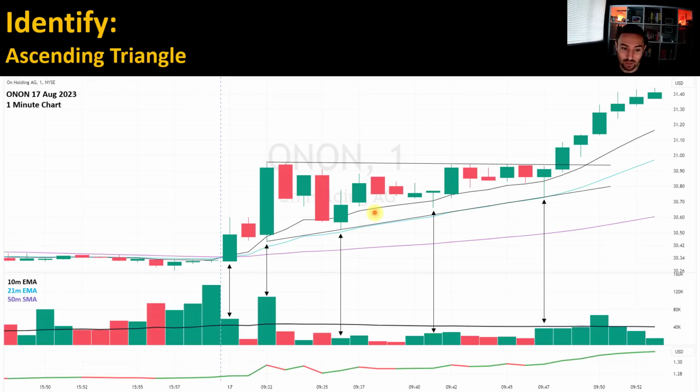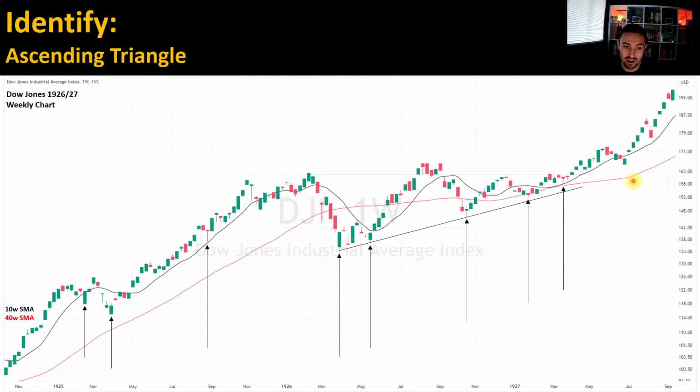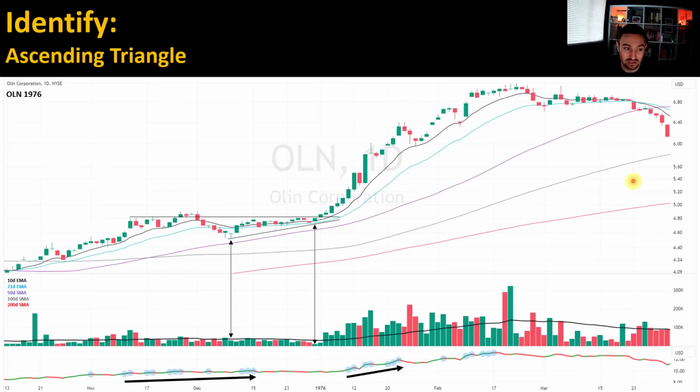Now we go and look on the 1 minute chart in August of 2023. Bullish synchronicity, shakeout demand tail, ascending triangle, 1 contraction, 2 contraction, 3 contraction. 1 minute chart, weekly chart, supply and demand. OLN 1976. So again, it's not always necessarily just drawing a horizontal line across the high of the base. It's understanding supply and demand.